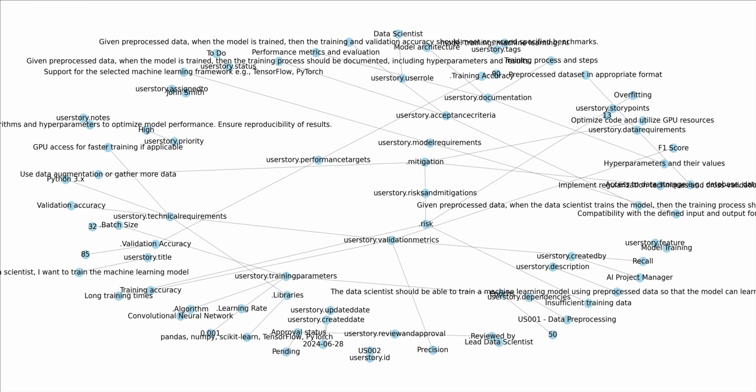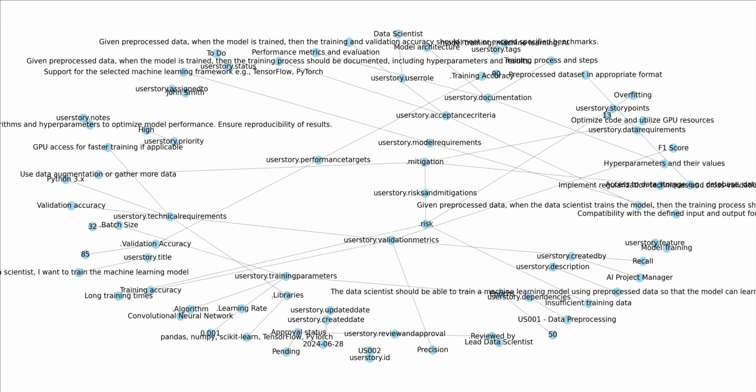Validation metrics: Training accuracy, validation accuracy, precision, recall, F1 score. Risks and mitigations. Risk: Overfitting. Mitigation: Implement regularization techniques and cross-validation. Risk: Insufficient training data. Mitigation: Use data augmentation or gather more data. Risk: Long training times. Mitigation: Optimize code and utilize GPU resources.